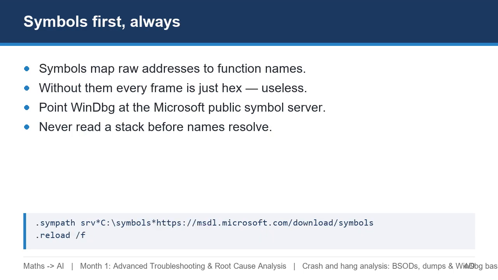WinDbg maps raw memory addresses to function names using symbols. Without them, every frame is a hex address and your analysis is worthless. So before anything else, point WinDbg at the Microsoft public symbol server with .sympath, then .reload. If you ever see the message "symbols could not be loaded," stop, fix the symbol path and reload before you interpret a single frame.